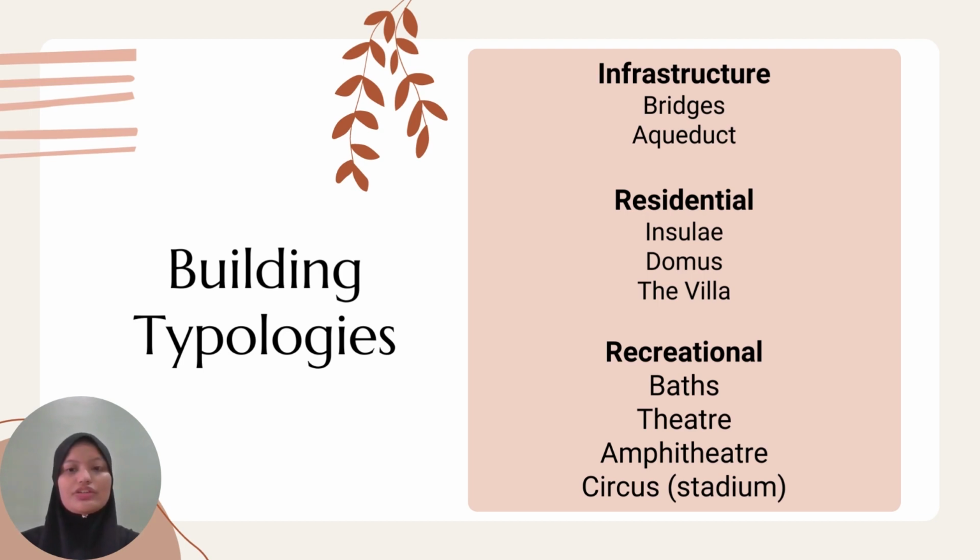I will present about the building typologies in ancient Rome. It is divided into three aspects, which are infrastructure, residential, and recreational. Under infrastructure, I will present about the bridges and aqueduct. Under the residential aspect, I will present about insulae, domus, and the villa. And under the recreational aspect, I will present about bath, theatre, amphitheatre, circus, and stadium.